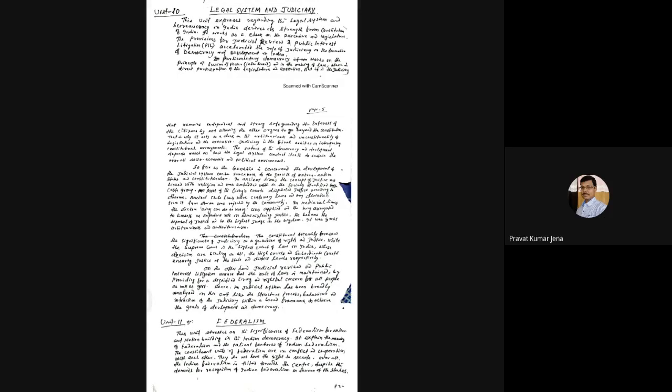And after trial, after thorough observation, after review, if it is proved that the law passed by the parliament or the state legislature is contradicting the provision of the constitution, then the Supreme Court has the power to declare it null and void.